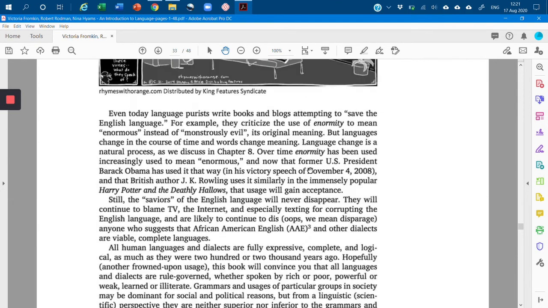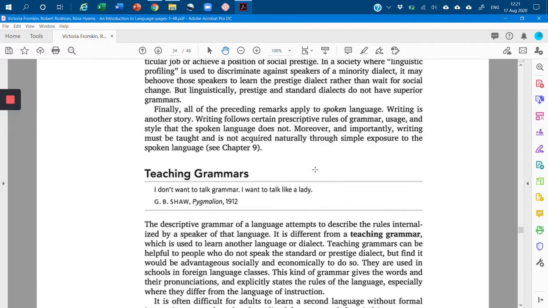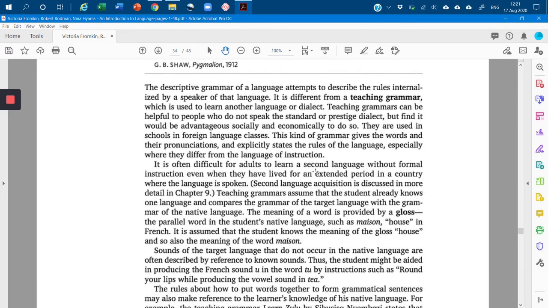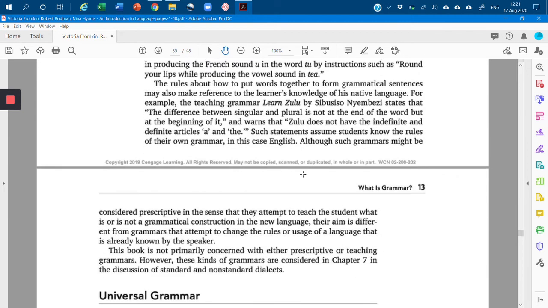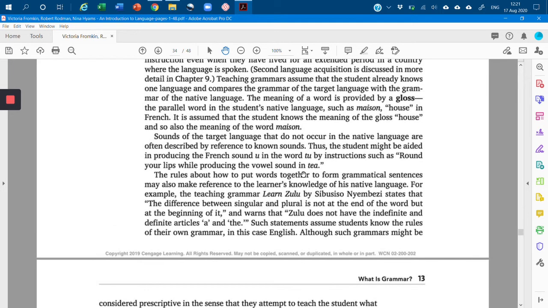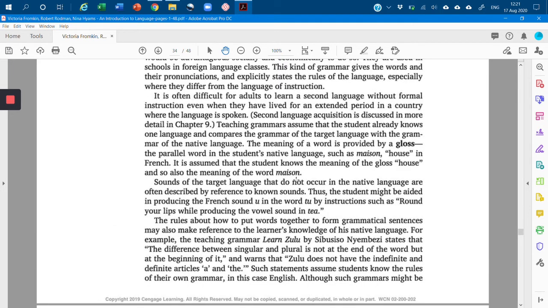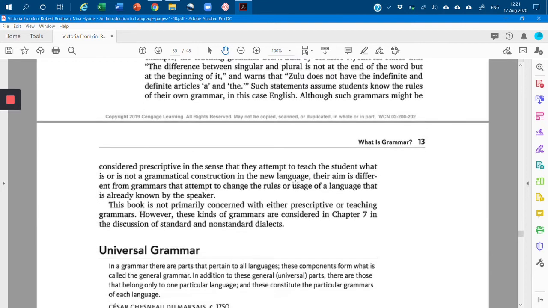Okay, moving on. You can read through the section on prescriptive grammar. It's pretty straightforward. Learning grammar is difficult when you're an adult. It's better to learn it when you're young, for some mysterious reason.